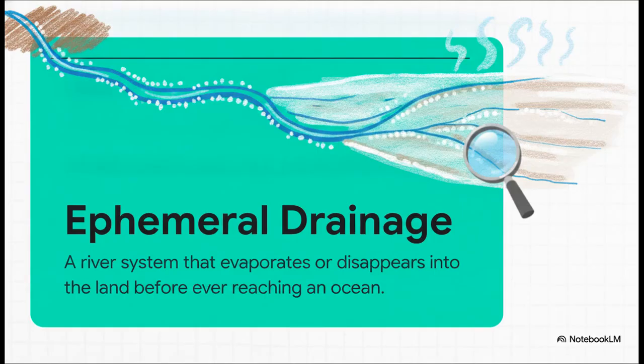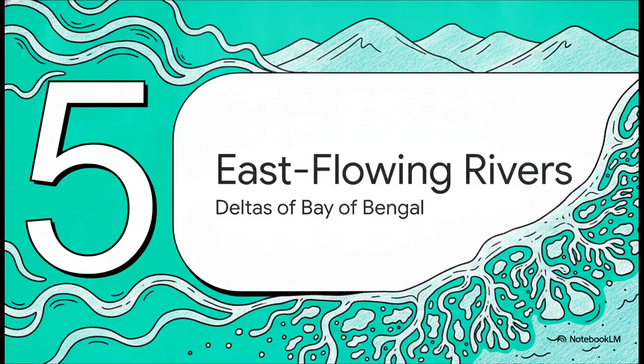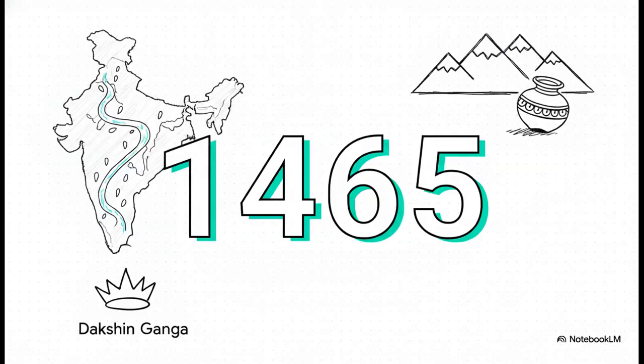And speaking of exceptions, this brings us to a truly mind-bending phenomenon, ephemeral drainage. It's perfectly demonstrated by the Luni River in Rajasthan. The Luni is a rare landlocked river. It originates in the Aravali Hills, flows for nearly 500 kilometers, turns increasingly saline, and then it just vanishes. It literally evaporates right into the salt flats of the Rann of Kutch. It never actually completes its journey to the sea. Absolutely wild.